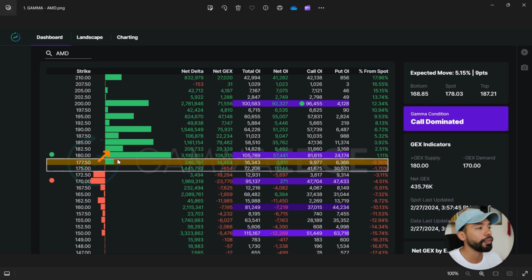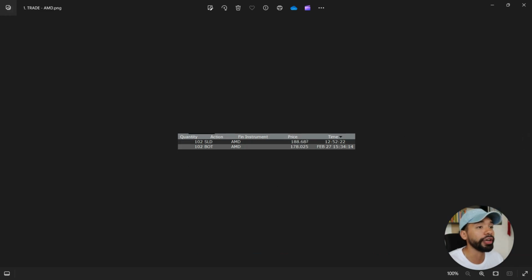But as soon as AMD closed above it, then we had a really strong move to the upside. And for you to actually watch the levels that I bought, you can see right here is the trade that I made in AMD. I bought it at 178, then I sold it at 188. I bought it on the 27th.